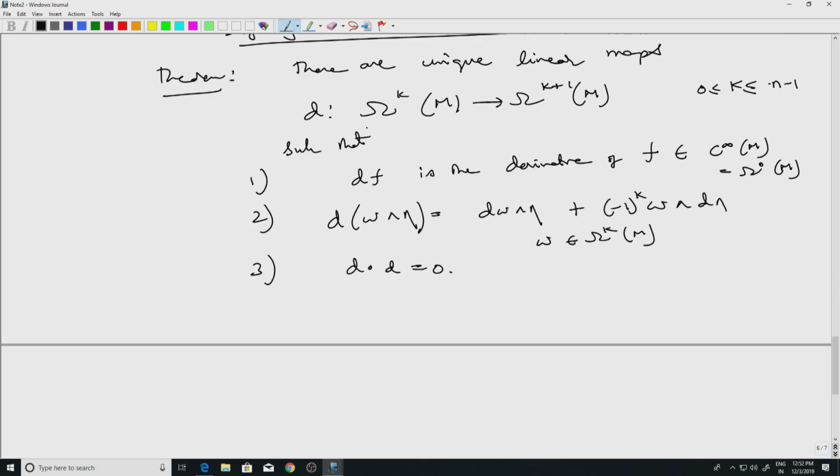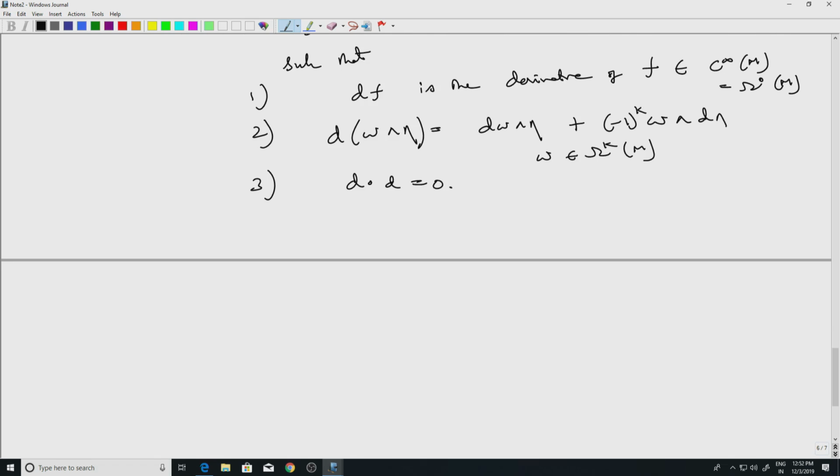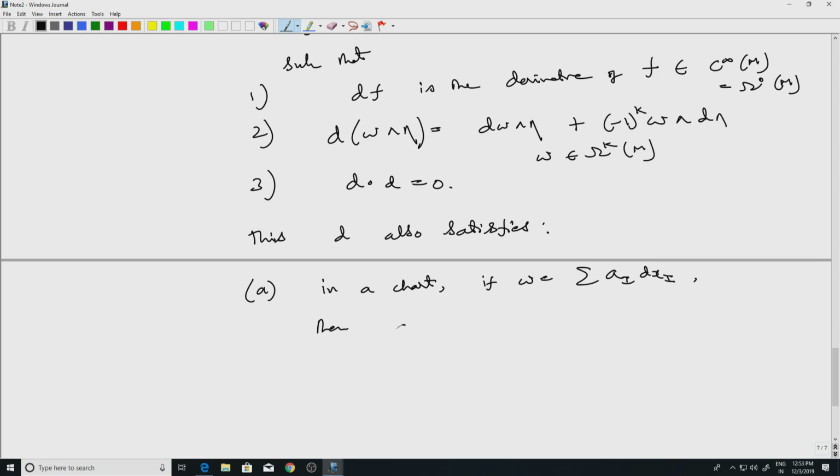So the statement of the theorem is this, and let me complete the additional properties statement. D also satisfies (a) in a chart, if omega is A_i dx^i, then d omega is equal to dA_i wedge dx^i.